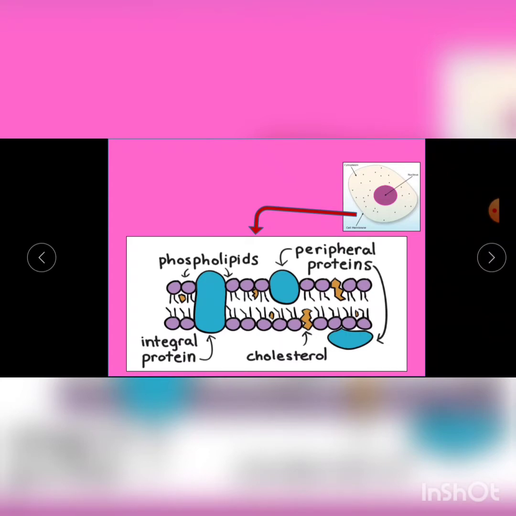So if the question is asked, what is the nature of plasma membrane? The nature of plasma membrane is it is selectively permeable. And what is a plasma membrane made up of? Plasma membrane is made up of phospholipids and proteins mainly.